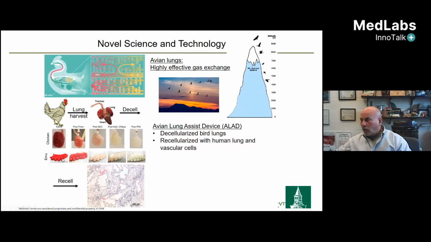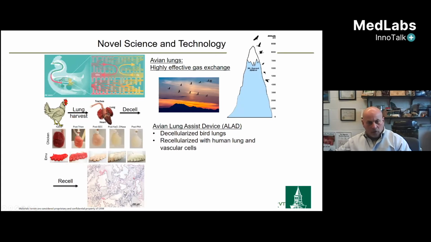And for a larger scale model, we actually are able to obtain emus from some farms here in Vermont. Used to be ostriches, but there are none left. It's all emus. And we can decellularize the small or the large lungs, and you can see it sequentially here. And then we can recellularize them with human cells.